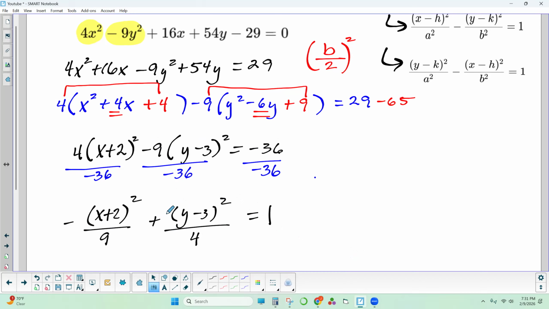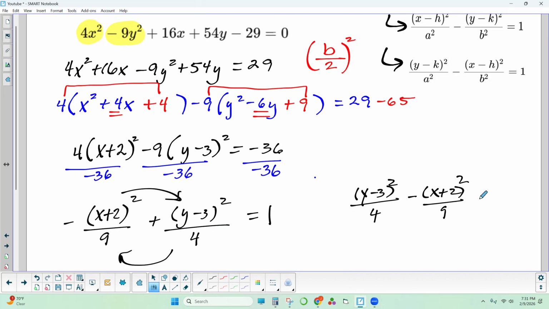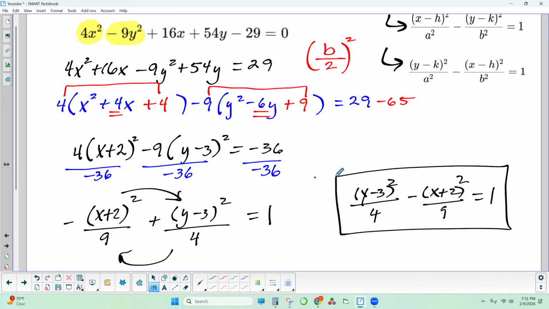So the last thing we need to do is swap the order of these. We want to put the positive term first. So that's going to be y minus 3 squared over 4 minus x plus 2 squared over 9 equals 1. And that is the standard form of our hyperbola.